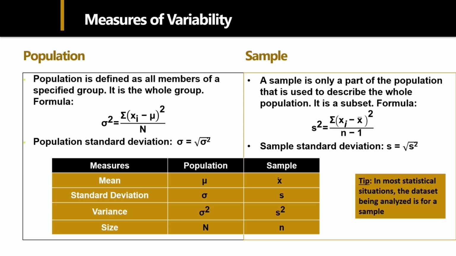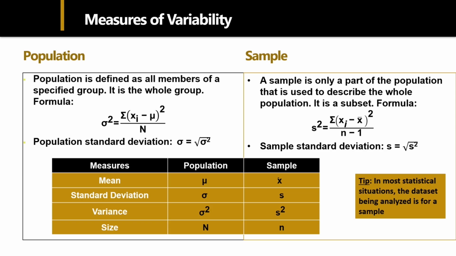When you have population data, you use Greek letters. So the population mean is mu, the standard deviation for a population is the Greek lowercase letter sigma, and variance is just sigma squared. We differentiate between population and sample size by a capital N for population and a lowercase n for sample.